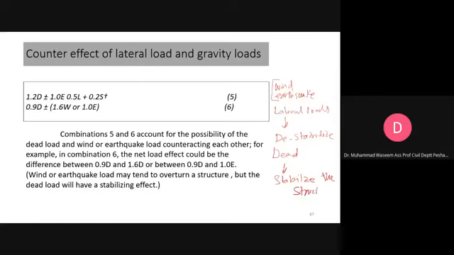So in order to enhance the effect of the wind and the earthquake load, the dead load factor is reduced. This is discussed in the theory as well, and you can go through it. Wind and earthquake load may tend to overturn the structure, but the dead load has a stabilizing effect. That's why the dead load is reduced in this combination, in order to have more effect from earthquake and wind.